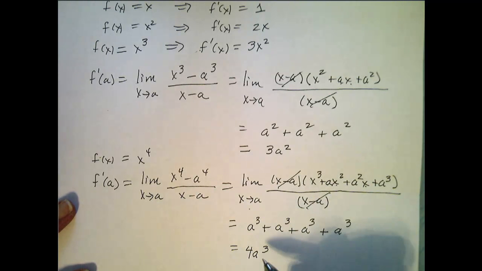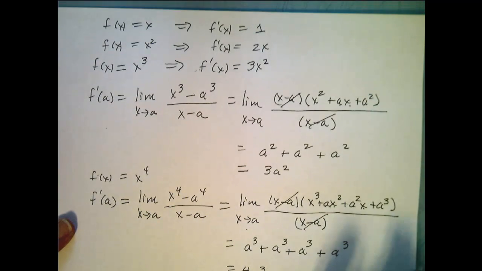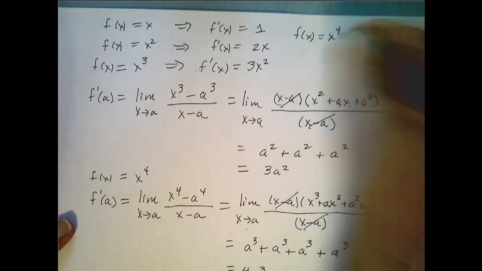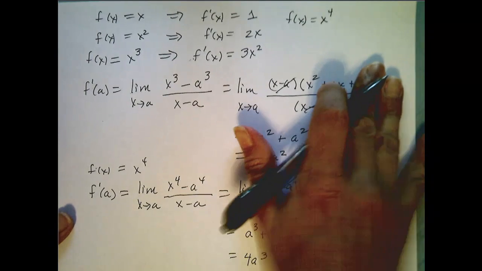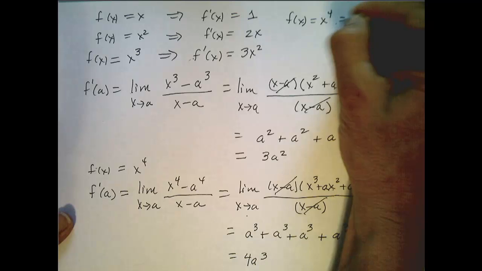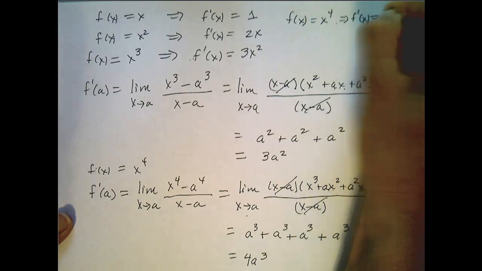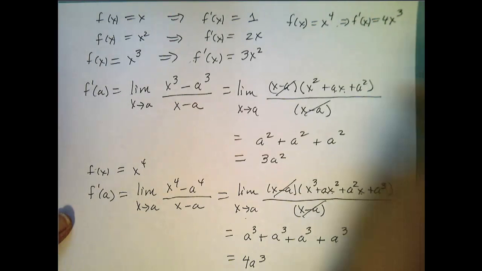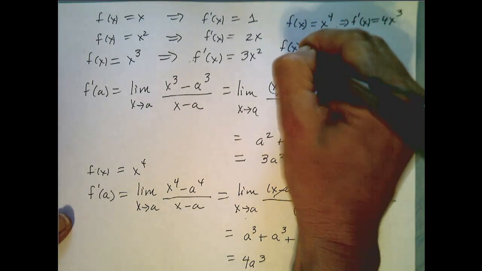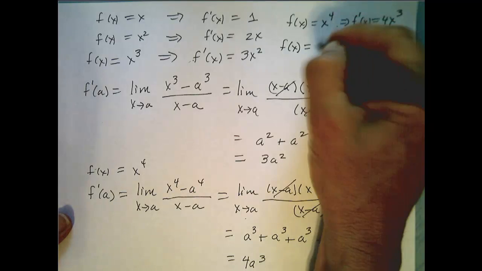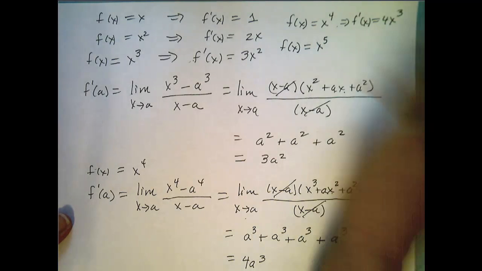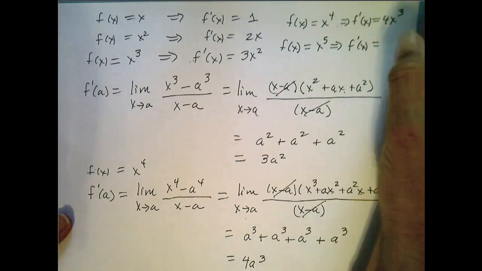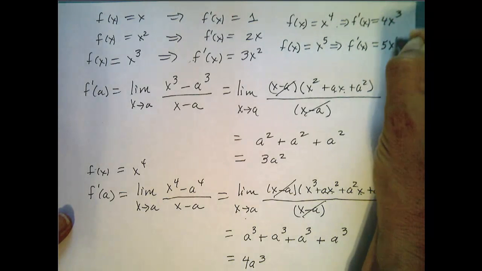This is true for any a value, so it's true for any x value. So that tells me that if f of x equals x to the fourth, we can all see f prime of x equals 4x cubed. Now, what do you think is going to be true for f of x equals x to the fifth? Well, you would be right if you guessed that it is going to be 5x to the fourth.